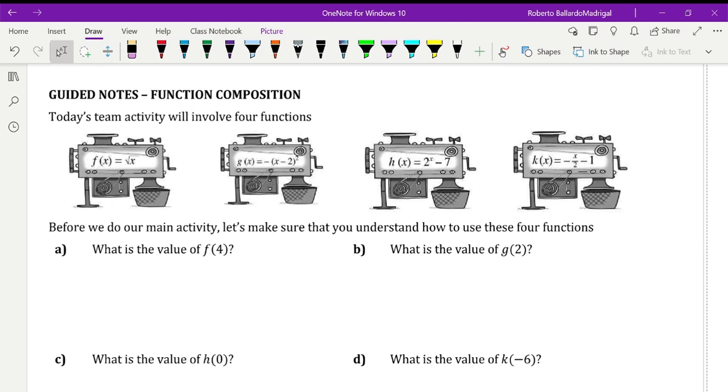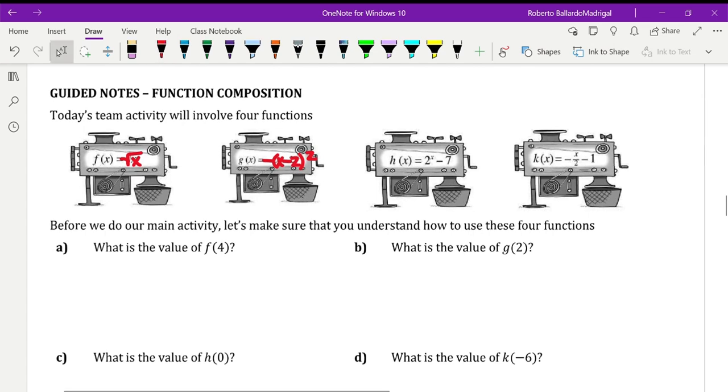All right. Let's continue with our work here. We're going to do a little bit more guided notes. Function composition. Let's talk about what that means. Today's team activity will involve the next 4 functions. We have f of x, which is the square root of x. I'm going to rewrite it just in case you can't see it. Square root of x. We have g of x, which is negative x minus 2 squared.